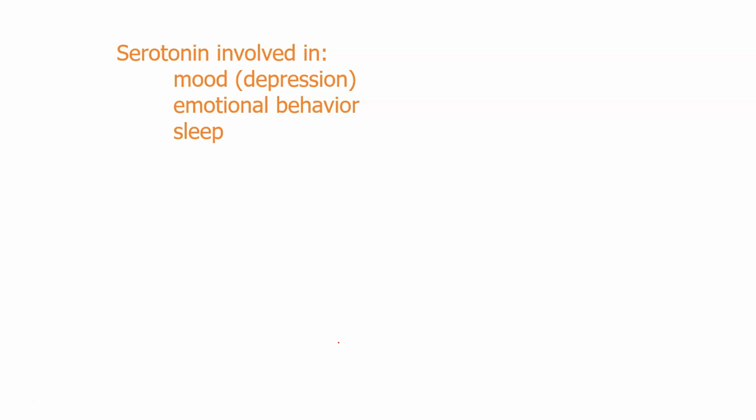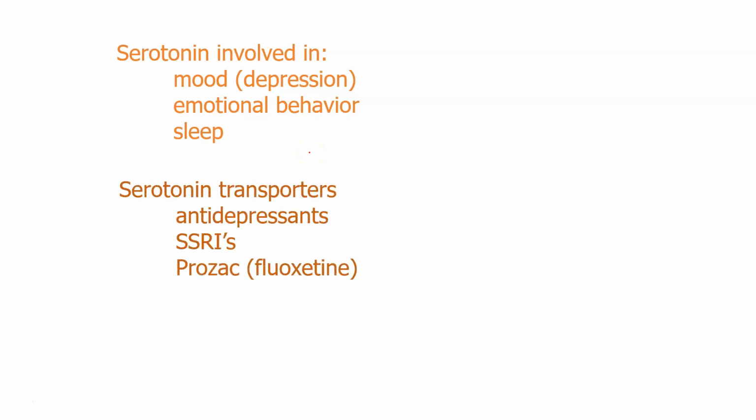Serotonin does a whole bunch of different things, but you may be most familiar with its role in mood, which seems to be the underlying cause for depression, although that's not definitive. It has been known to play a role in emotional behavior as well as sleep, but also eating and attention. So serotonin does a ton of different things in the nervous system.